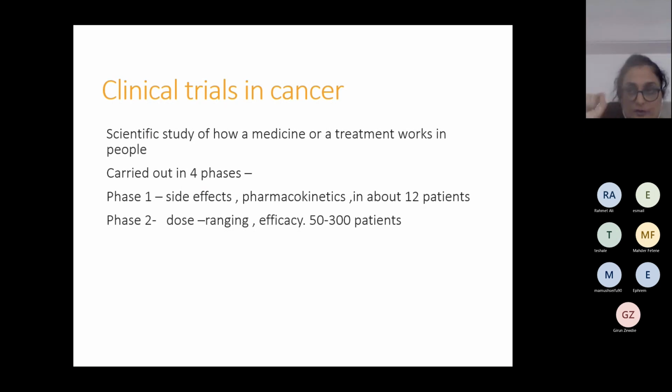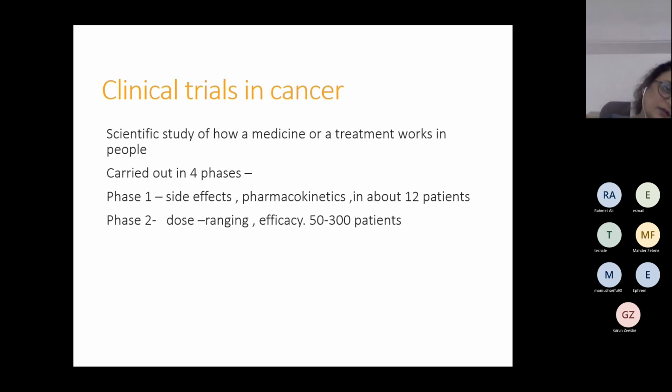So whenever you have some reference papers or you study a product, you can correlate and understand. Clinical trials in cancer: a scientific study of how a medicine or a treatment works in people. It is carried out in 4 phases. For any molecule or a combination to get its approval, you have the 4 phases of clinical trials.